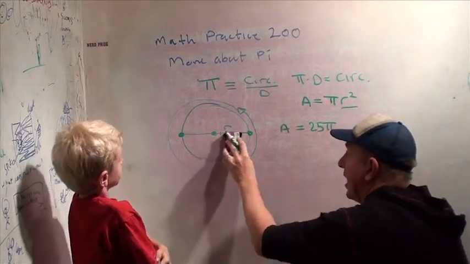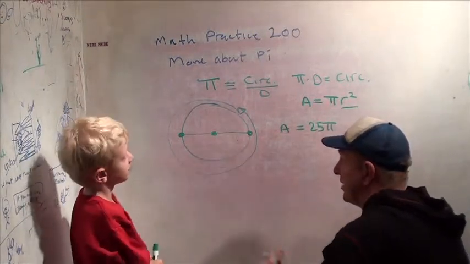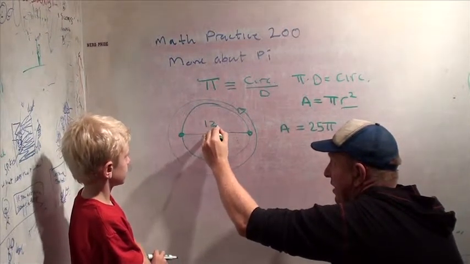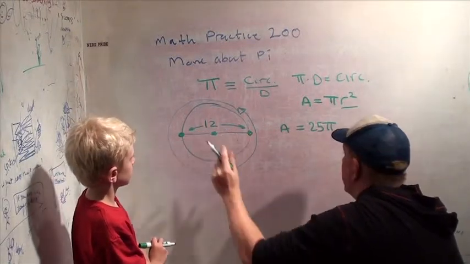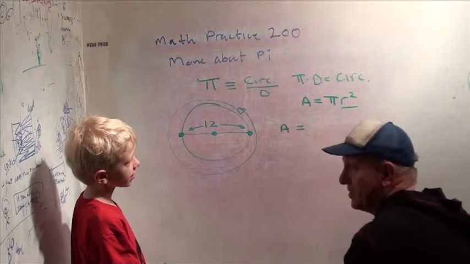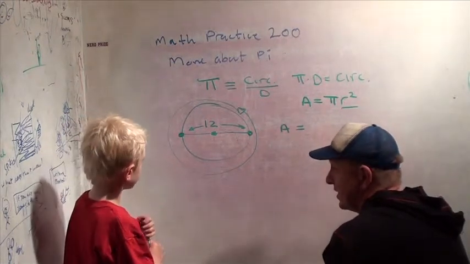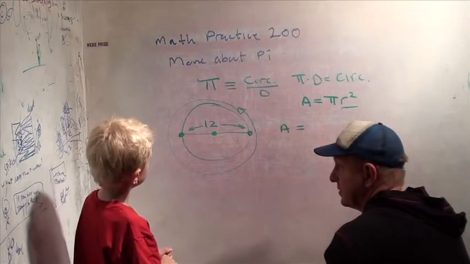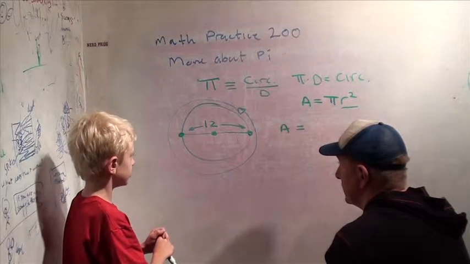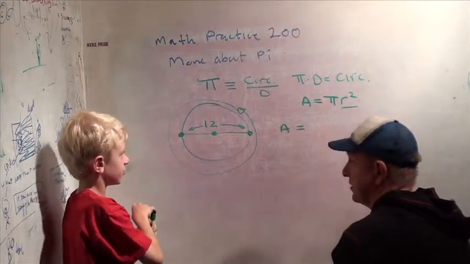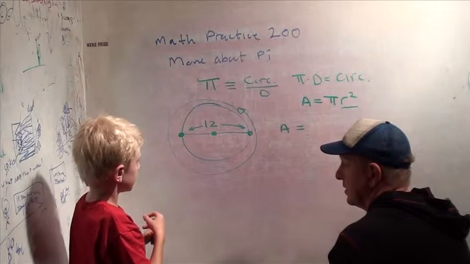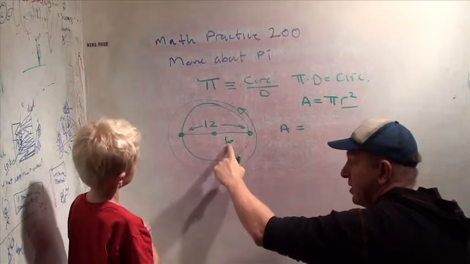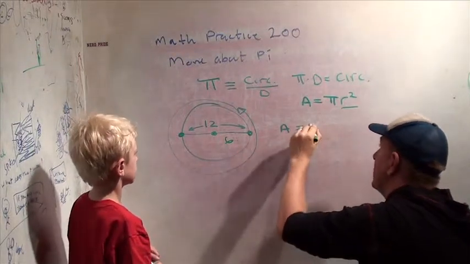Okay. Now, what if the diameter is 12? The diameter is 12. What's the area now? 36 pi? How'd you figure that out? Because the 2 radiuses equal a diameter. Right? So you just divide 12 into 2 groups, you get 6. Yeah. And then you times it by pi, you get 36 pi. Okay, so you have to square it. You divide it in half, square it. 6 squared is 36. So now you get 36 pi.